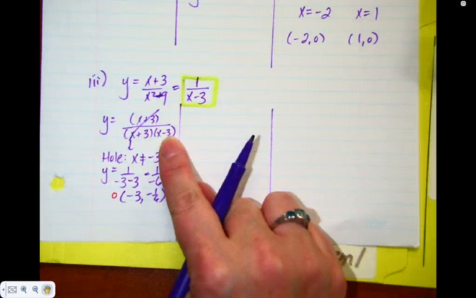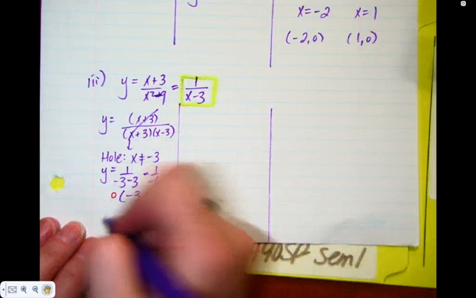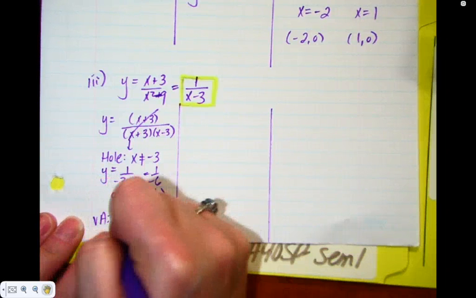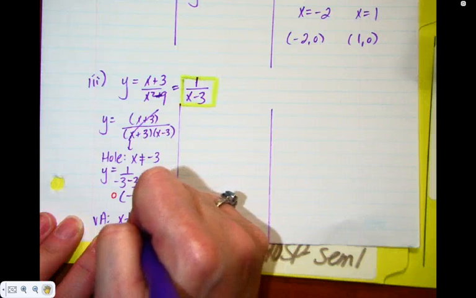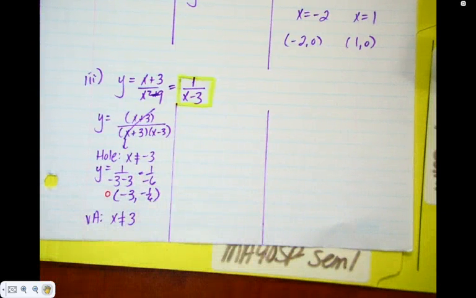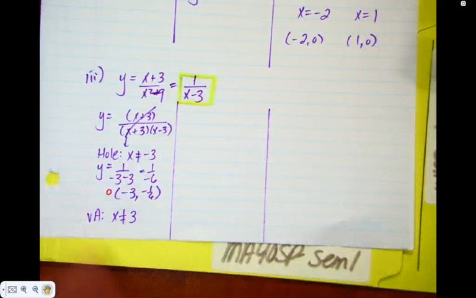We still got to talk about this x minus 3. Did it cancel? No. So what is it? It's a vertical asymptote. X cannot be positive 3. There's the difference between a hole and a vertical asymptote. A hole is a coordinate point on the graph. A vertical asymptote is a vertical line.